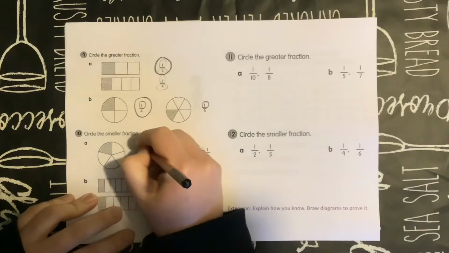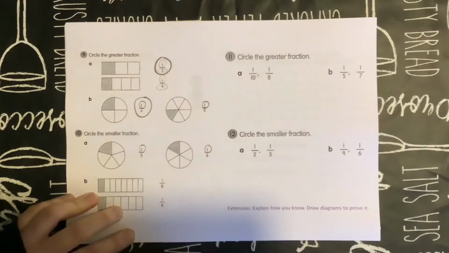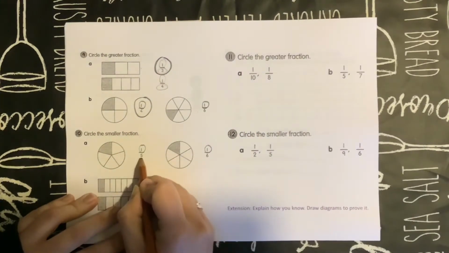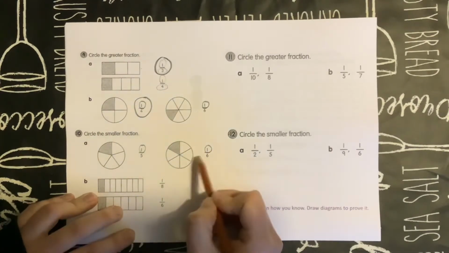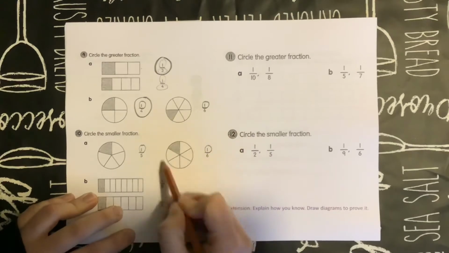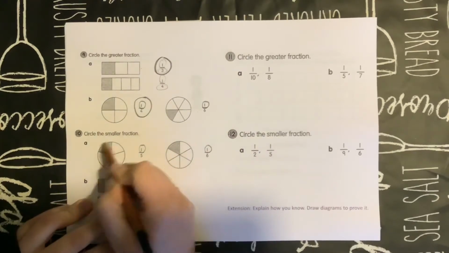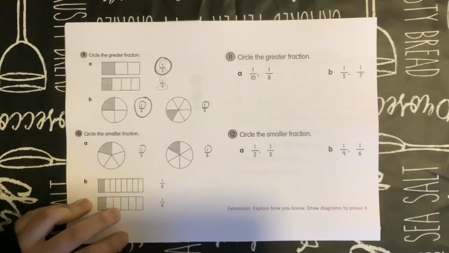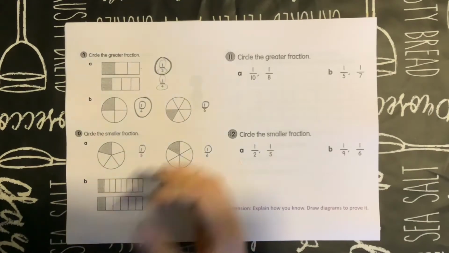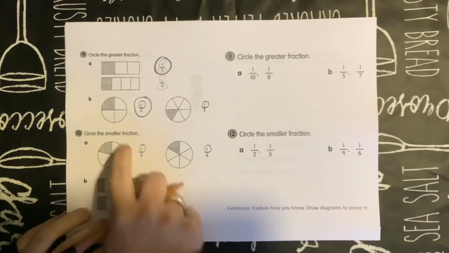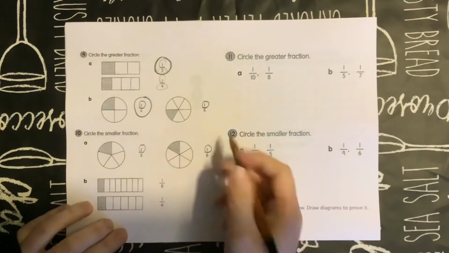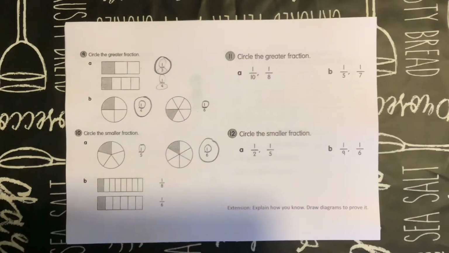Again, my numerator is 1, so I've got 1 part of each. This one has been broken into 5 parts. This has been broken into 6. So my cake here has been cut to share with 6 people. My cake here has been cut to share with 5 people. So who would get a bigger slice if you're sharing with 6 people or if you're sharing with 5 people? Well, the people you're sharing with when there's only 5 of you would each get a bigger bit. So the smaller fraction is 1/6.